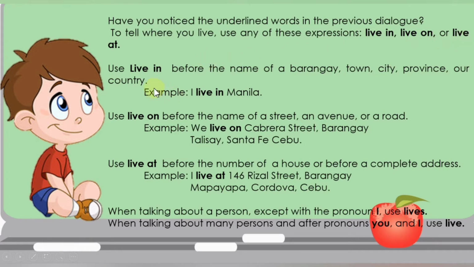Use live in before the name of a barangay, town, city, province, or our country. Example, I live in Manila. I live in Cebu. And use live on before the name of a street, an avenue, or a road. Example, we live on Cabrera Street, Barangay Talisan, Santa Fe, Cebu.